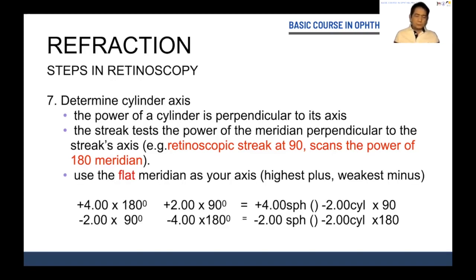So in the example below, you have plus 4 axis 180 and plus 2 axis 90. When you write it in a spherocylindrical formula, you will write it as plus 4 diopter sphere combined with minus 2 diopter cylinder, and your axis will be the axis of the higher plus. All right, so in the example below, you have minus 2 axis 90 and minus 4 axis 180. The spherocylinder formula will be minus 2 diopter sphere combined with minus 2 diopter cylinder, and the axis will be the highest plus, which is 180th.